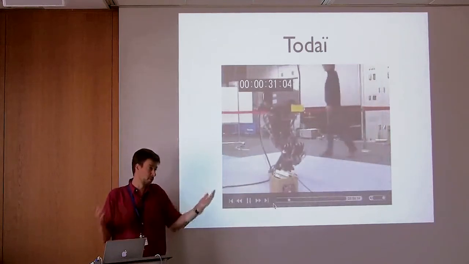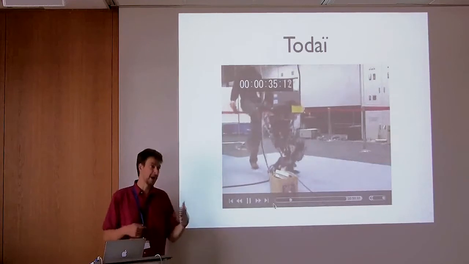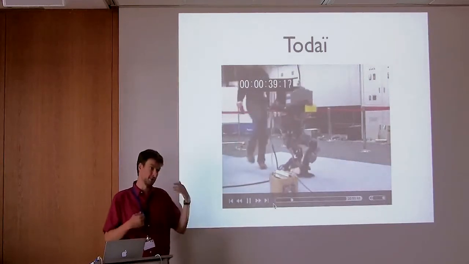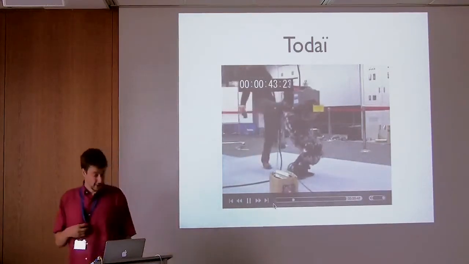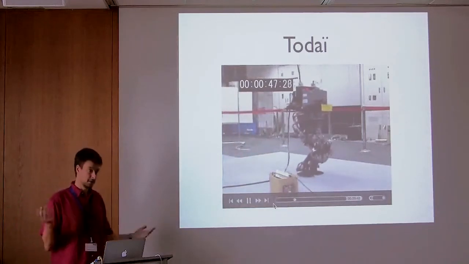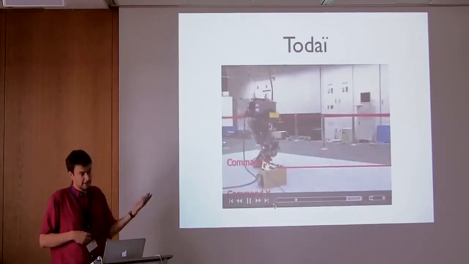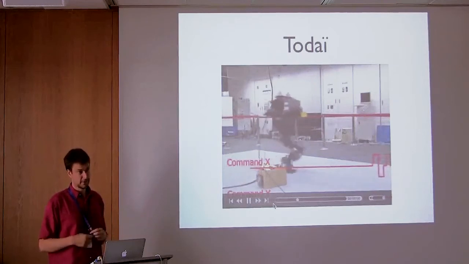Because, of course, the more you wait before making the step, and waiting also means the time you need to realize the step, the more destabilized you are in time. So speed of reaction and speed of execution are, of course, key to robustness. And there you have, of course, the limits of your motors.